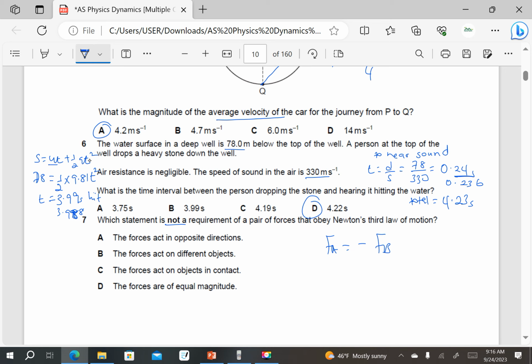So which statement is not a requirement of a pair of forces that obey Newton's third law? Remember, these two forces act in opposite directions. That is very true. The two forces act on two different bodies. That is very true. A exerts a force on B and B exerts a force on A. So that is very true. The forces act on objects in contact.